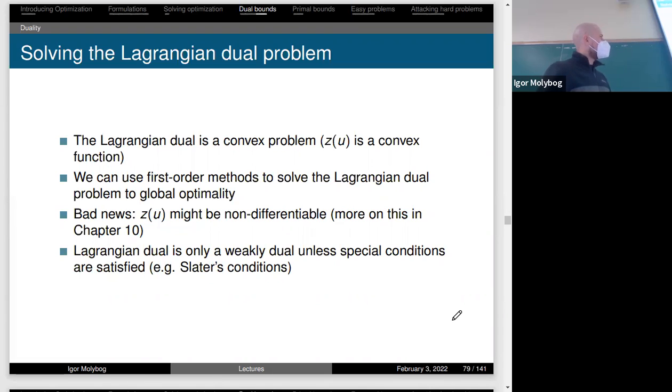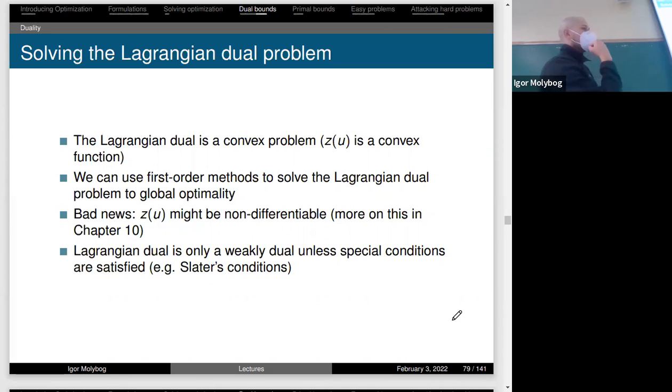However, there is bad news, which consists in the fact that Z of U might be non-differentiable, and moreover, it might not have a compact description at all. So Z of U might be just a very complex function that most probably is going to have a form like this, and the number of these linear parts is very large.